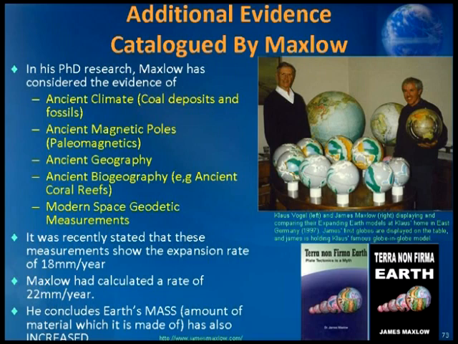In his PhD research, Maxlow has considered evidence of ancient climate, that's coal deposits and fossils, ancient magnetic poles, he located where the ancient magnetic poles were at each of the stages, ancient geography, in other words how everything fits together, ancient biogeography such as coral reefs and where they were located, because they can only fall within 30 degrees of the poles because of the temperature. And it was recently stated, I think in that Nature article, that the measurement showed an expansion rate of 18 millimetres a year. All right? Maxlow had independently calculated a rate of 22 millimetres a year.